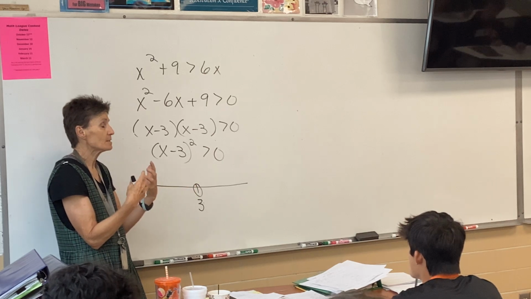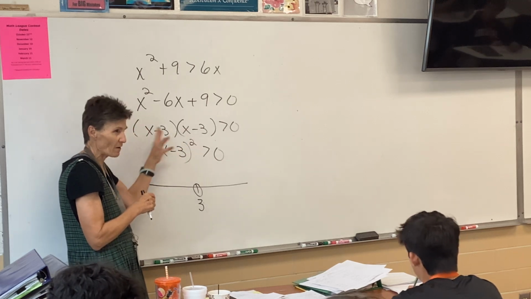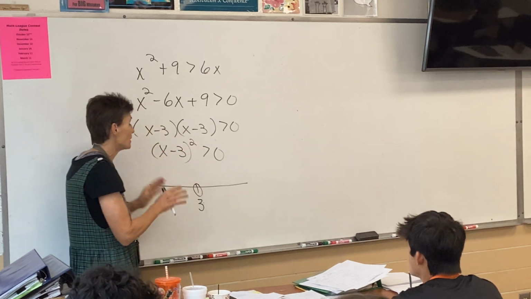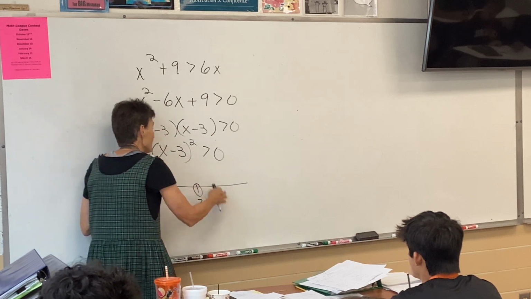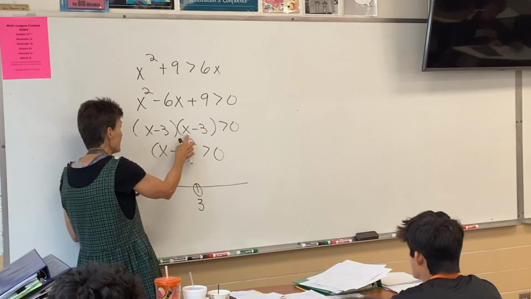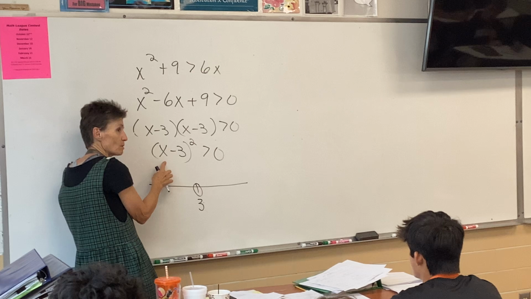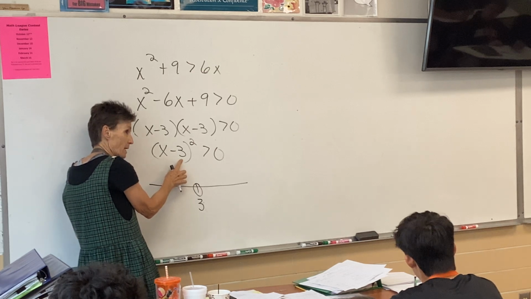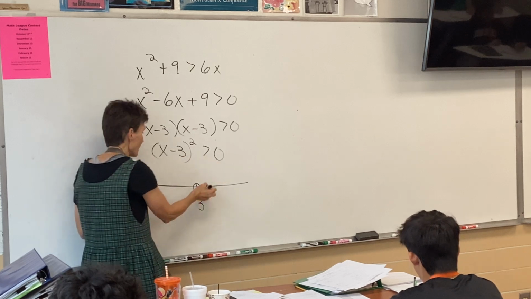And because it's a weird problem, because we have two factors that are the same, we can't do the alternating, can't do any of that stuff. We have to pick numbers and actually try it. So, what would be a number over here? 4. You can put 4 in anywhere. I'm going to put it in here because it's going to be easier. If I put in 4, I get 4 minus 3 squared, which is 1. Is 1 bigger than 0? Yes. Okay, so this works.